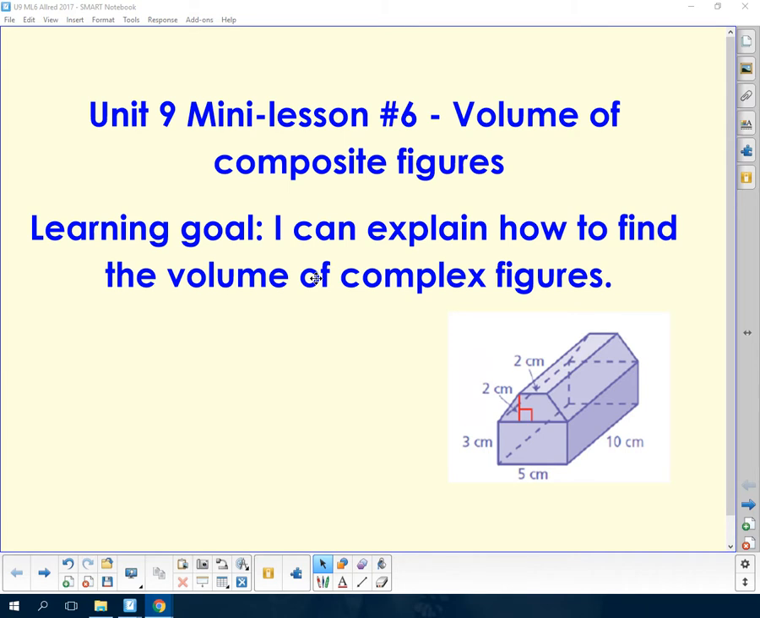I know I told you Unit 9 was over. I lied to you. That's right. I'm real sorry about that. I want to cover one more thing for you. I want to talk about composite figures with you. We're going to do this real quickly today.